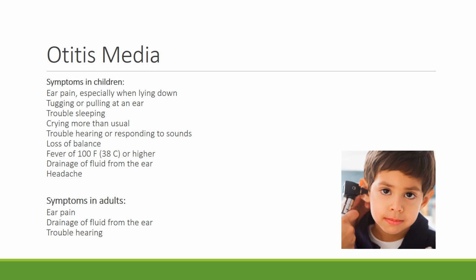Symptoms of otitis media can vary between children and adults. Symptoms in children include ear pain, especially when they're lying down, tugging or pulling at an ear, having trouble sleeping, crying more than usual, trouble hearing or responding to sounds, a loss of balance, a fever of 100 degrees Fahrenheit or higher, drainage of fluid from the ear, and headaches. In adults, the primary symptoms are ear pain, drainage of fluid from the ear, and trouble hearing.